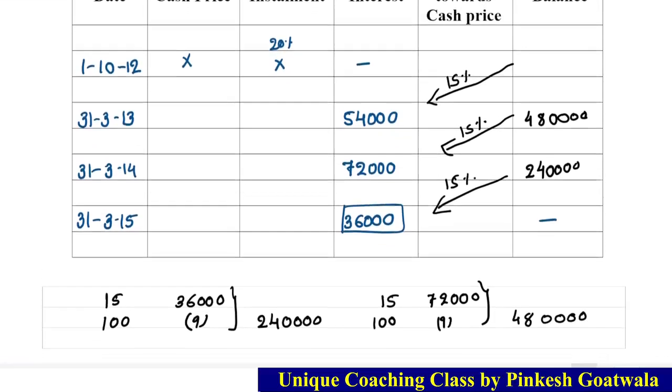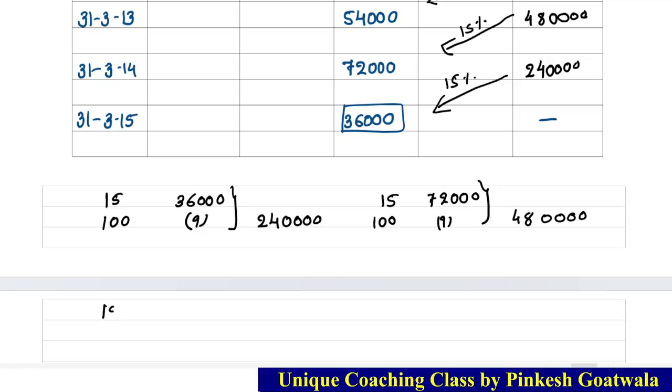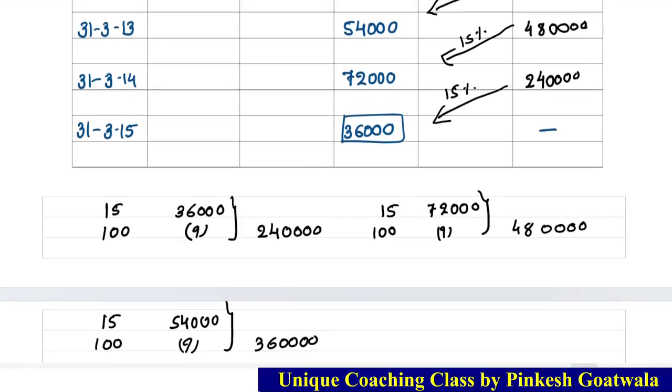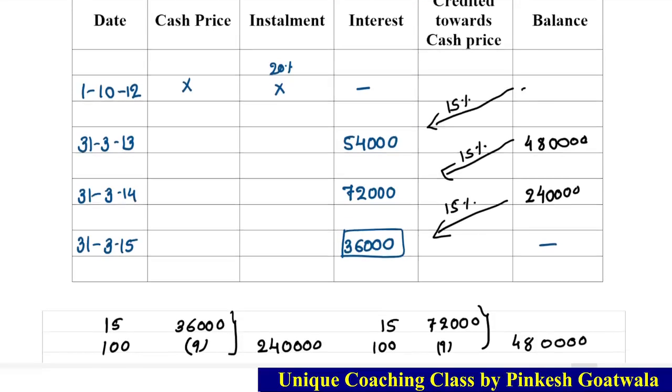So here 15 gives 54,000. So what will be in case of 100? 54 into 100 divided by 50, so you will get the answer 3,60,000. Here the balance is 3,60,000. Clear, this same point we have already solved.